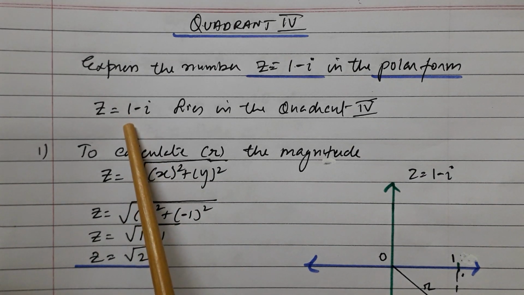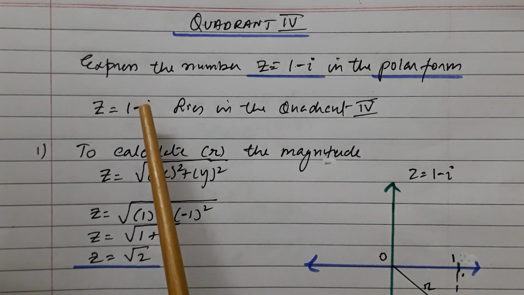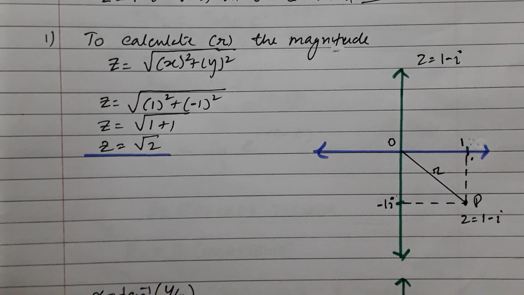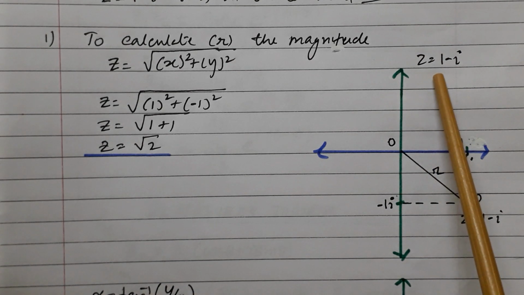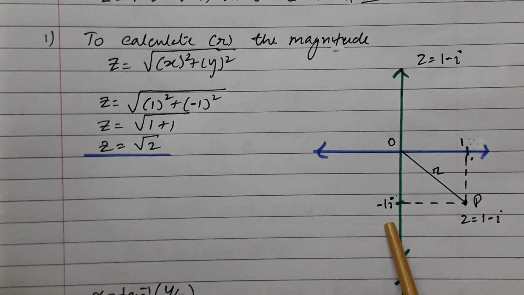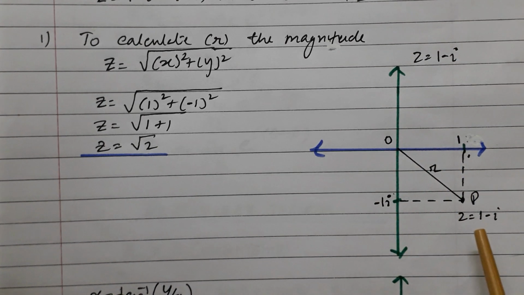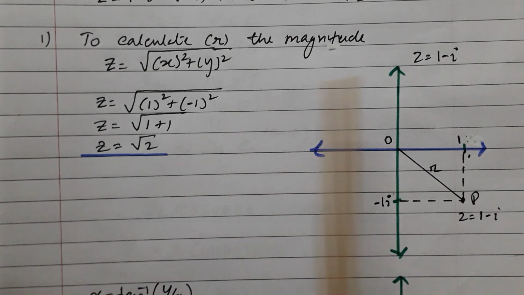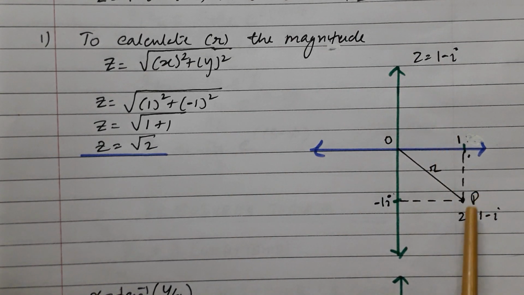Now let us represent this number on the Argand diagram. The number z equals 1 minus i, where x is equal to 1 and y is equal to minus 1. Now, the point P is the location of the complex number 1 minus i. So, now let us find the magnitude of this particular complex number. Magnitude of a complex number is the distance of the number from the origin. In short, it is the length of the segment OP.